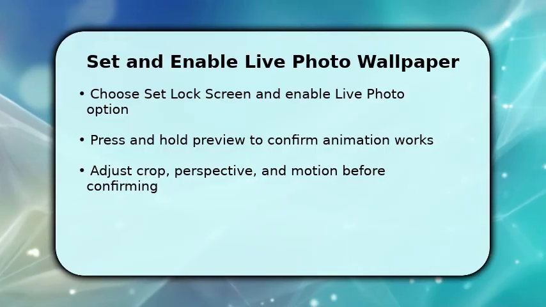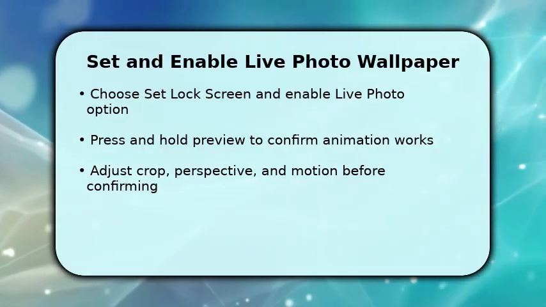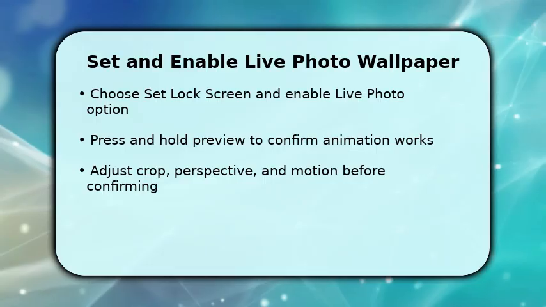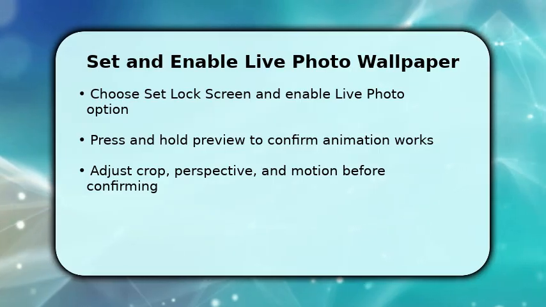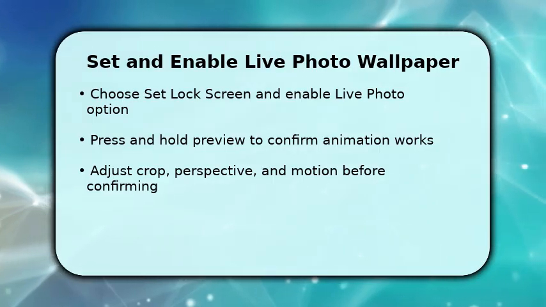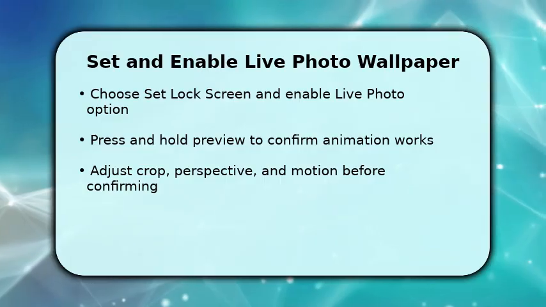Now focus on the actual set process. After choosing Use as Wallpaper, select Set Lock Screen and verify Live Photo is selected rather than Still. Tap and hold the lock screen preview to see the animation play. This confirms the phone retained motion frames.